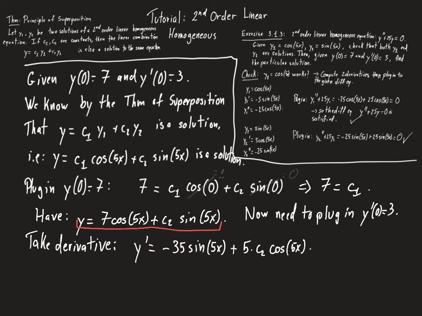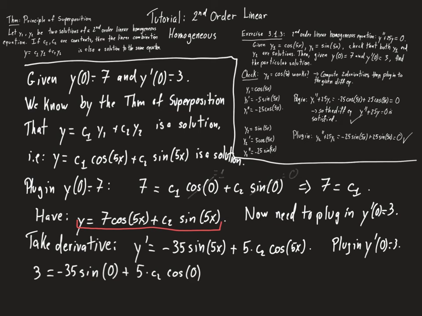All right, now we plug in the fact that y prime at 0 is equal to 3. So y prime is 3. Then we have, this is equal to negative 35 sine of 0, because 5 times 0 is 0, plus 5 times c2 times cosine of 0, because 5 times 0 is 0.